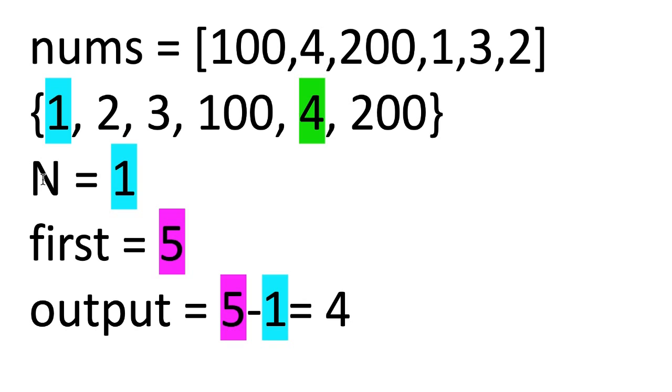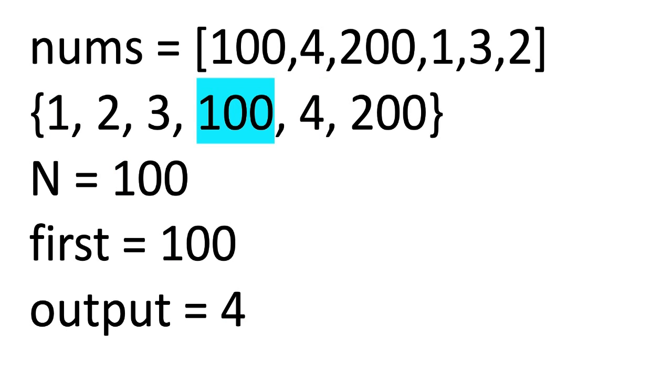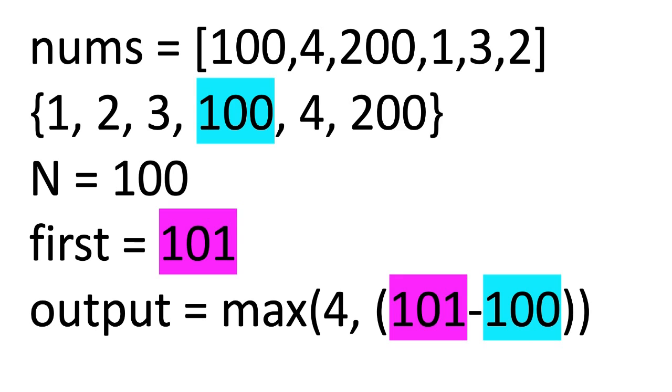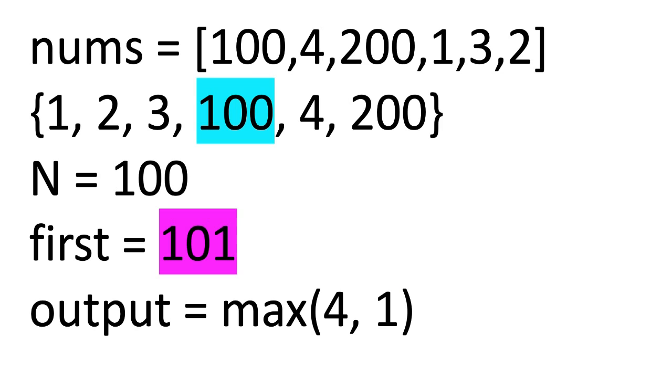Now we will move to the next element, which is 2. Since 2 has a previous element which is 1, we will move to the next element, which is 3. 3 also has a previous element which is 2. Now we are moving to the next element, which is 100. 100 doesn't have a previous element, 99. So we are assigning n equal to 100 and first equal to 100. Now we will increment first to 101 and see if 101 is in the set. 101 is not in the set, so we are finding the new output. Our new output is 101 minus 100, which is 1. Now we are finding the maximum of 4 and 1. 4 is the maximum, so our output remains 4.